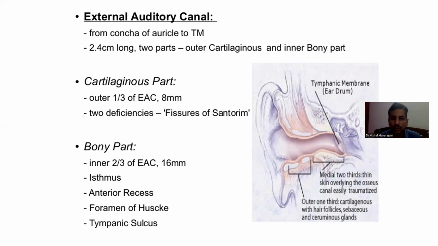It has two deficiencies, known as the fissures of Santorini. The bony part is the inner two-thirds of the external auditory canal, and it is 16 millimeters long. It has an isthmus near the tympanic membrane, around 3 to 4 millimeters lateral to the tympanic membrane. It has an anterior recess just lateral to the tympanic membrane in the anterior-inferior aspect, the foramen of Huschke, and a tympanic sulcus also.